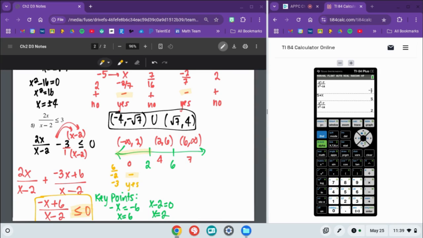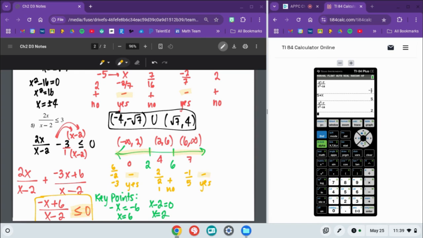If I plug in 4, I get -4 plus 6. That's 2. And 4 minus 2 is 2, so that's 1. That's a positive, and that would be not part of my solution set. And then plug in 7, I get -7 plus 6, that's -1. And 7 minus 2 is 5, that's negative, and that would be part of my solution set.